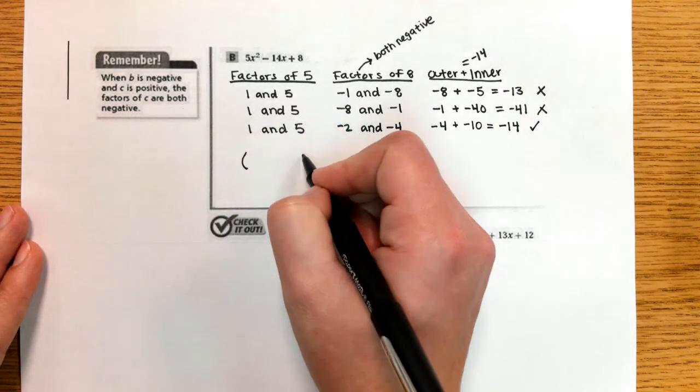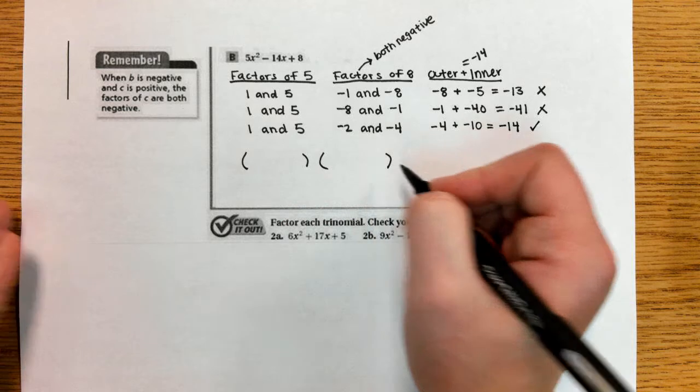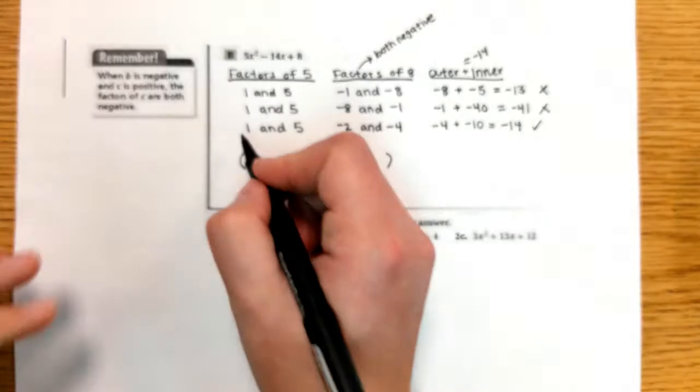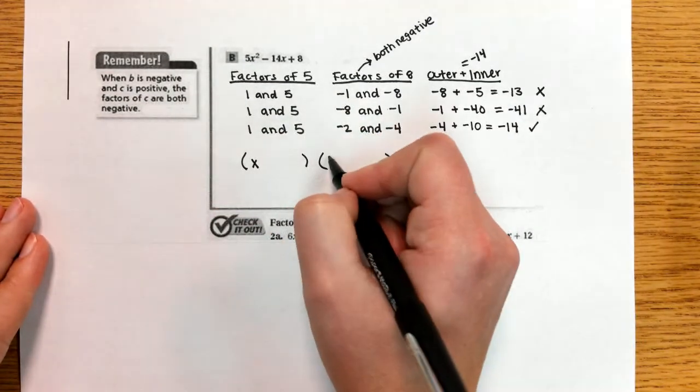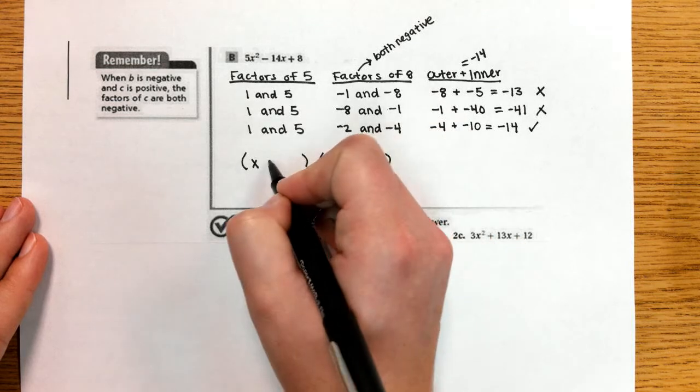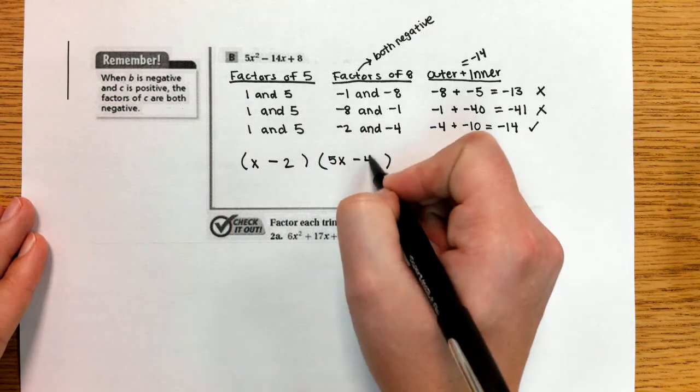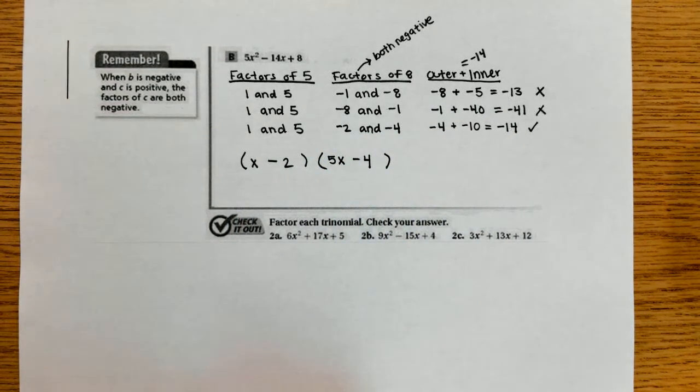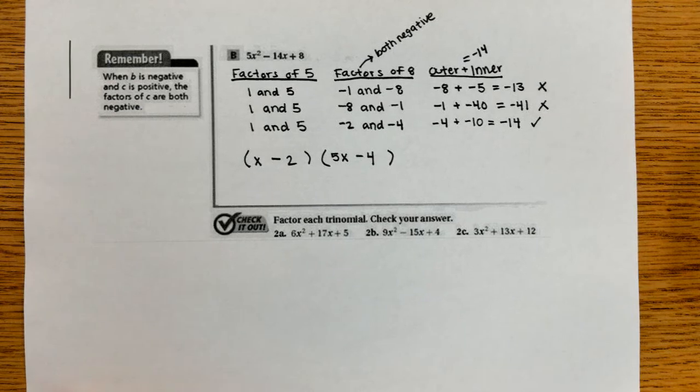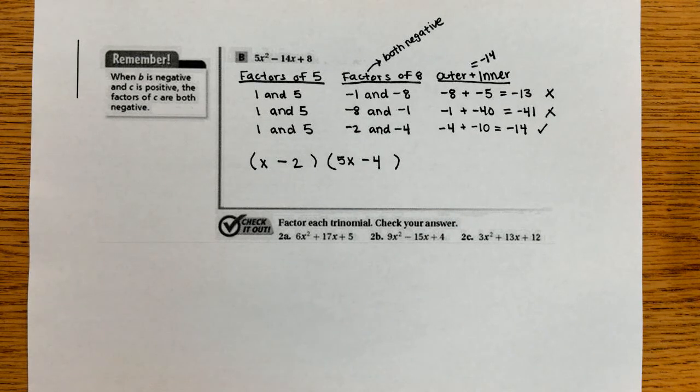So now we have to write our factored form. So we're going to have 1x and 5x, and then we'll have minus 2 and minus 4. So that is our factored form for part B. There are 3 examples down here for you to try. So go ahead, take a moment, pause the video, and then resume when you're ready to check your answer.